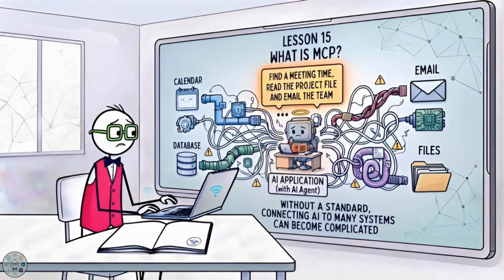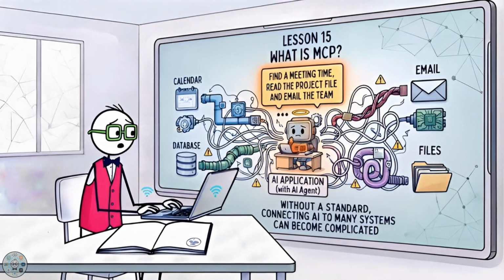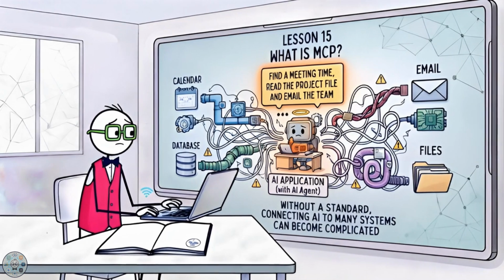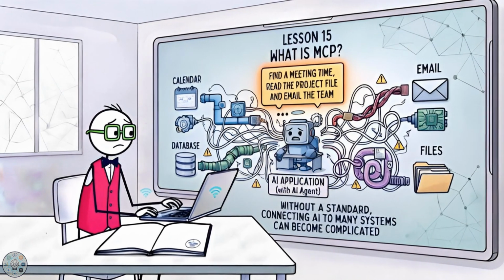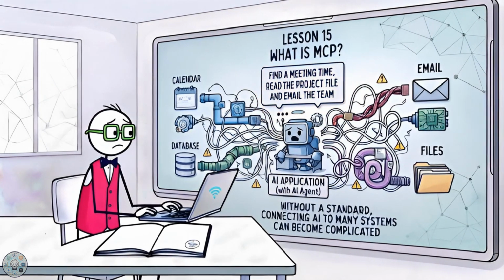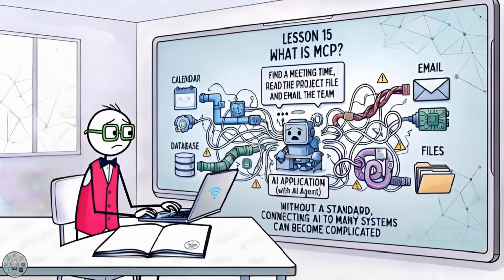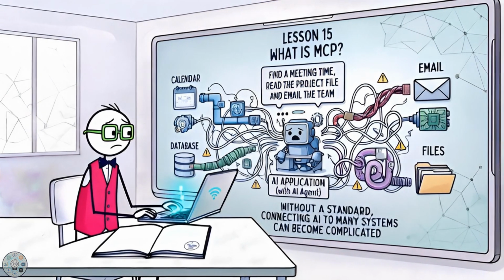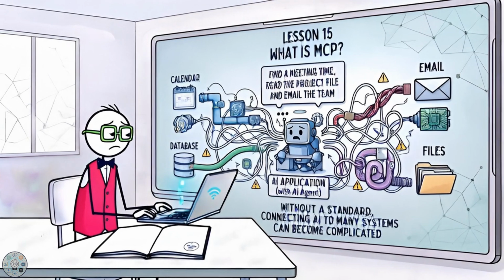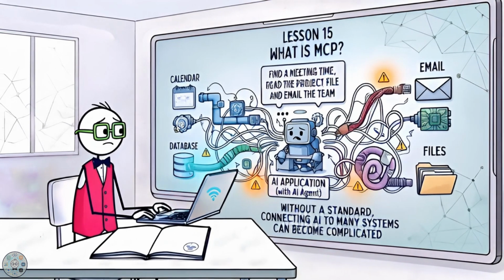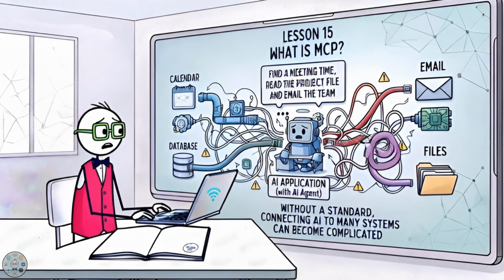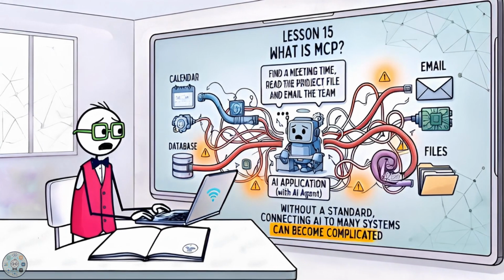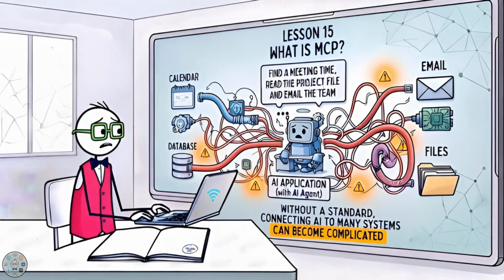Imagine asking an AI application to find a meeting time, read a project file, and email the team. The application understands the task, but it must connect to several different systems. Without a common standard, each connection may need its own custom setup. As more systems are added, these connections can quickly become complicated.